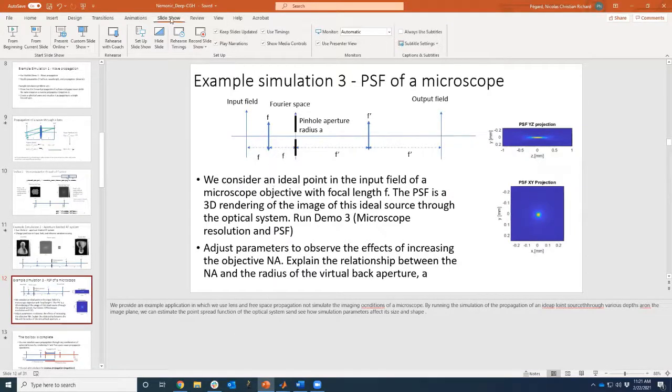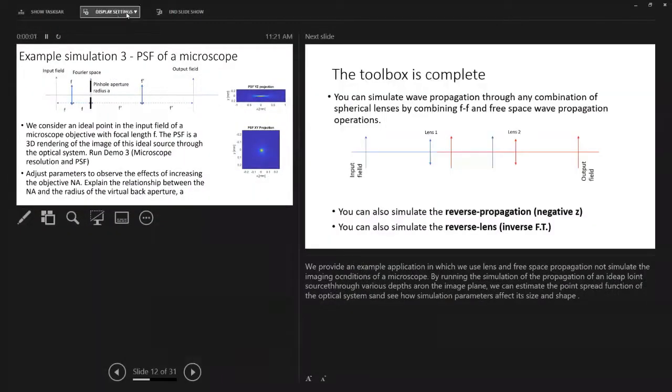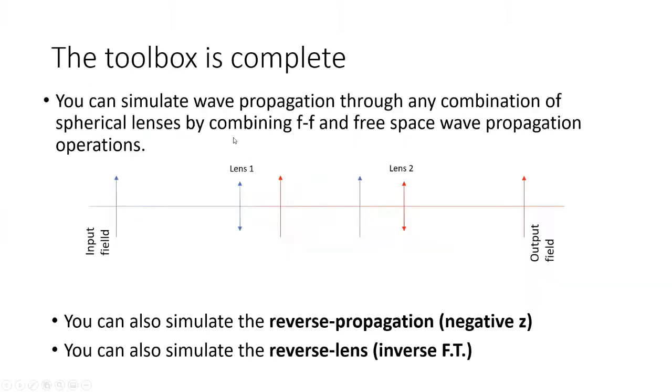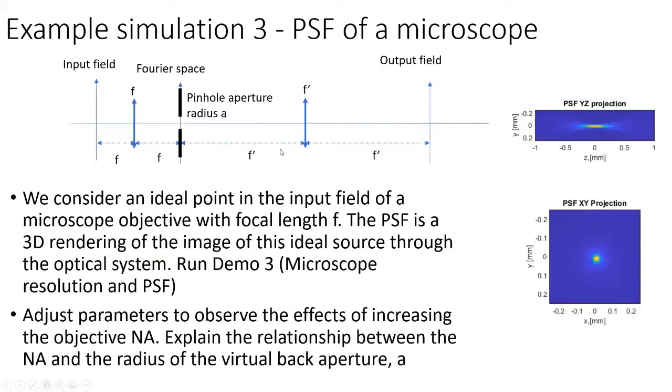All you have to do is create an optical system made of two 2F systems. One represents the objective with a short focal length. The aperture limitation represents the diameter of the back aperture of your microscope objective. And then here another F system represents the tube length of your microscope.